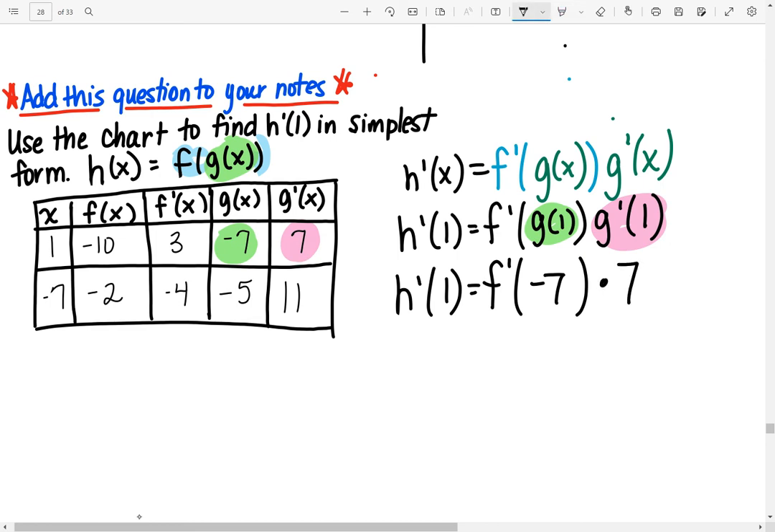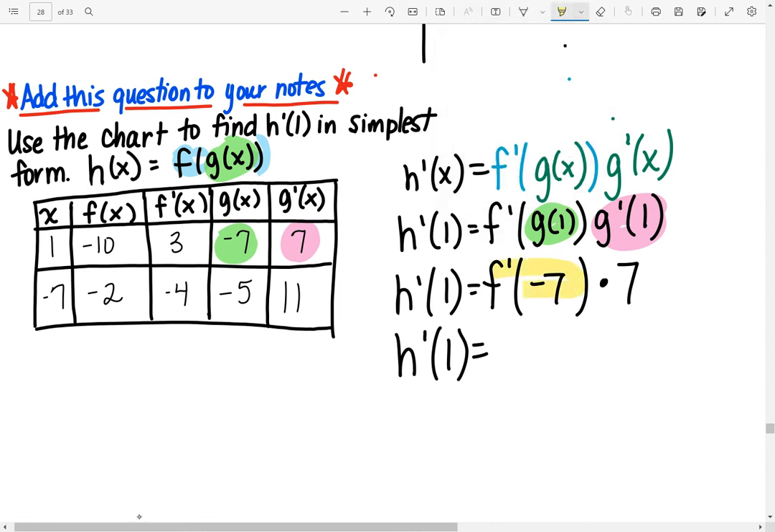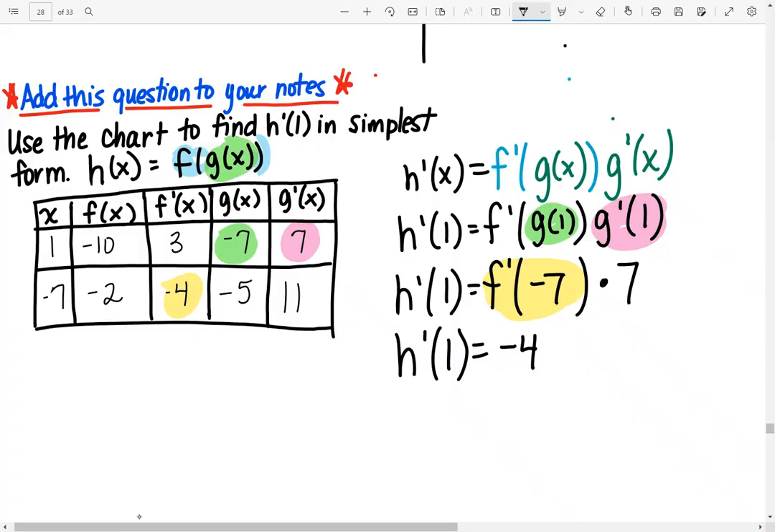Now I'm not ready to multiply just yet because I still have to find f prime of negative 7. F prime of negative 7, go to f prime at negative 7, is negative 4. Times 7. And so now I'm ready to multiply h prime of 1. Negative 4 times 7 is negative 28.